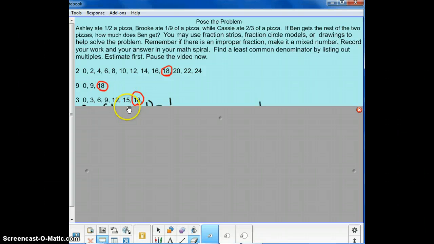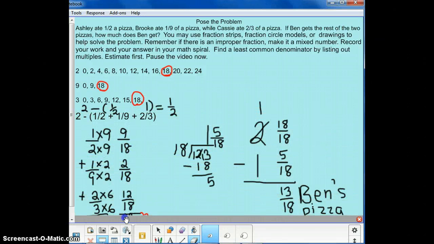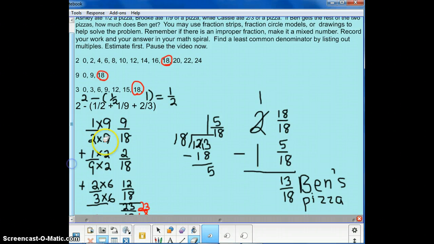Next I find a common denominator, and that would be 18. It's my least common denominator because it's the closest one to 0. So I make 18 my common denominator. I put it across from 1/2, 1/9, and 2/3. 3 times what gives me 18? The answer is 6, so I multiply my denominator and numerator by the same thing.